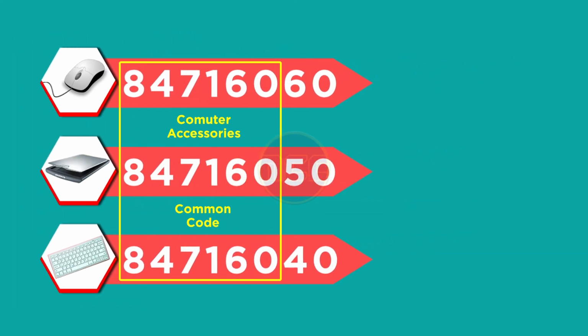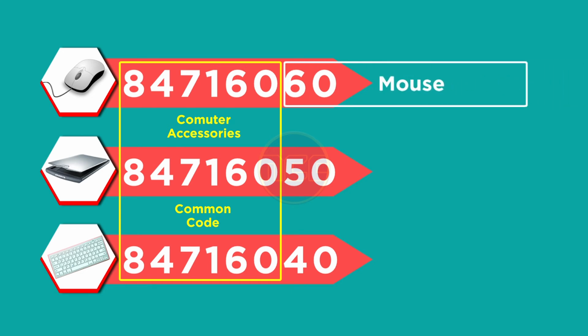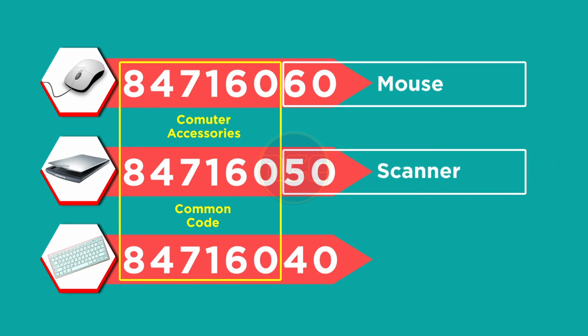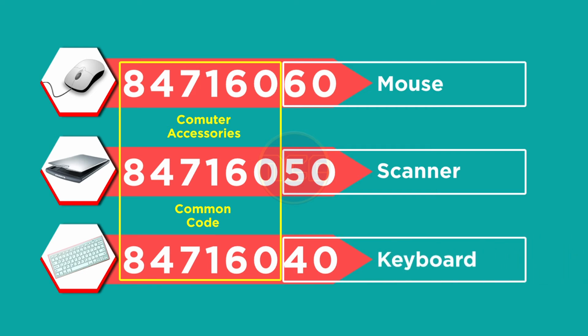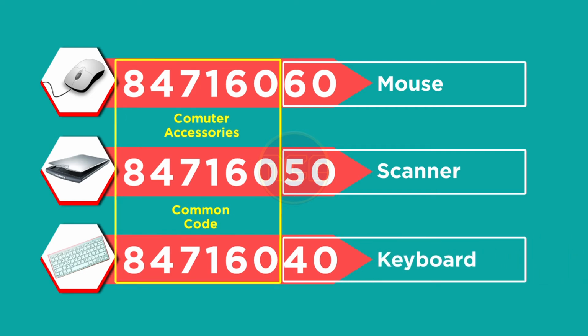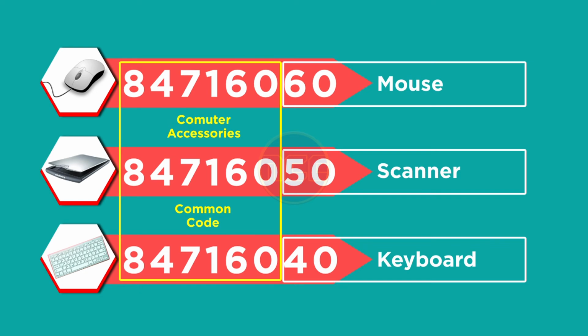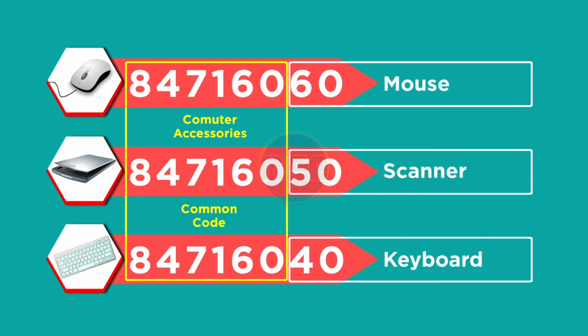Here 847160 is common, but when the product is altered, the last two digits change. For the mouse, 60 is the product code. In scanner, 50 represents the scanner product code. Keyboard, the product code is 40. So 847160 is common in all the computer accessories. I hope you understand this HSN code.